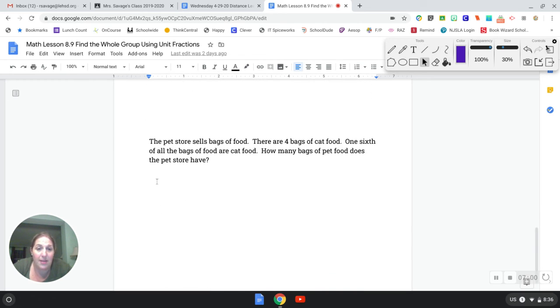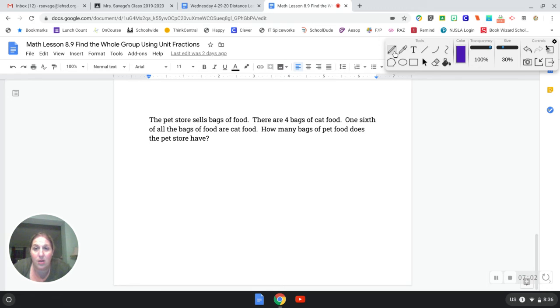Let's see. Let's move down to this one, and I'll call it a day. The pet store sells bags of food. There are 4 bags of cat food. Okay, so I want a 4. 1/6 of all the bags of food are cat food. So 4 is 1/6 of what number?